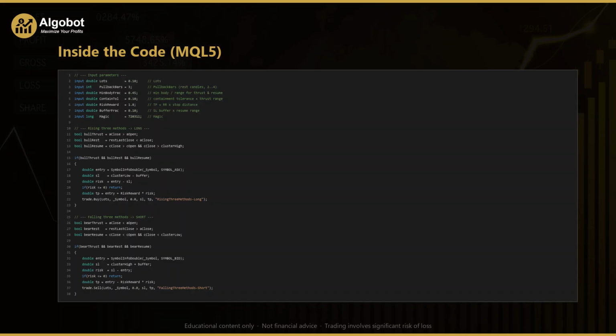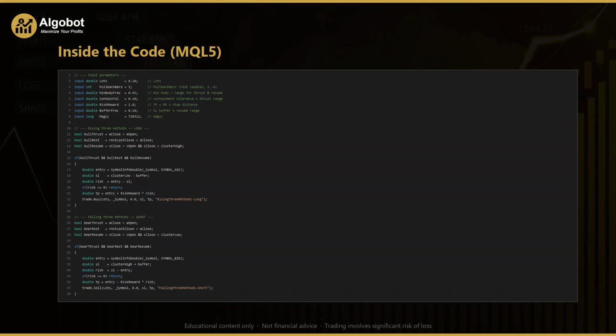MinBodyFrac is the minimum body-to-range ratio that makes both the thrust and the resume count as decisive. ContainTol sets how much tolerance the rest candles get for staying inside the thrust. RiskReward turns the stop distance into a target, and BufferFrac adds a small cushion to the stop.